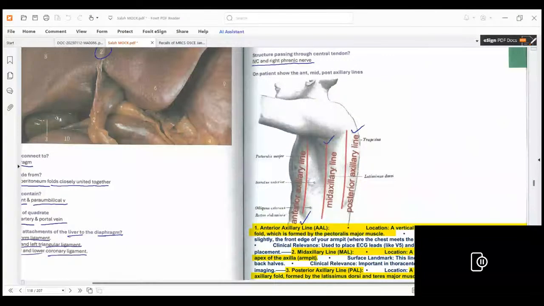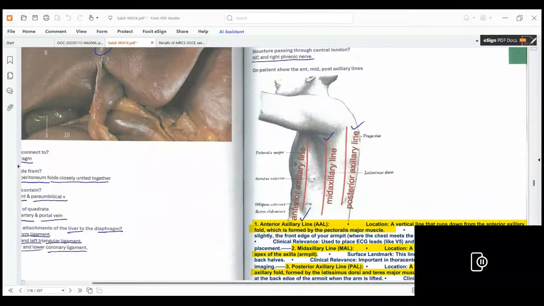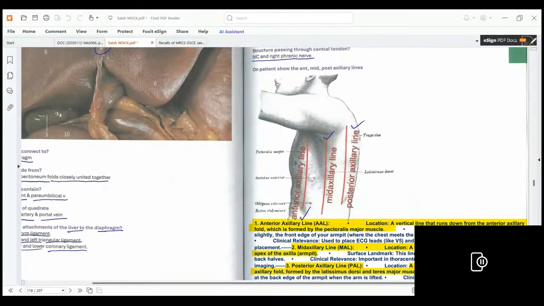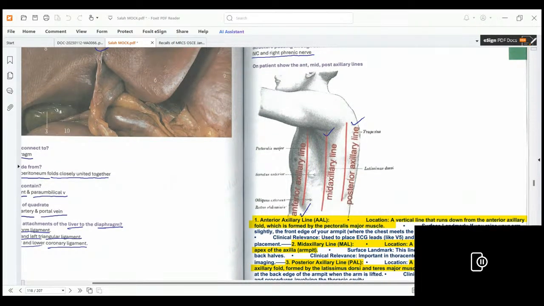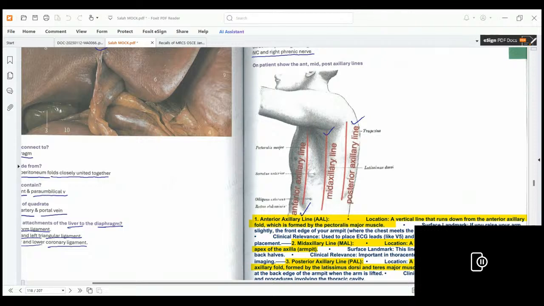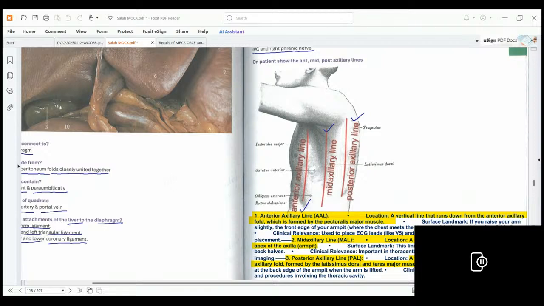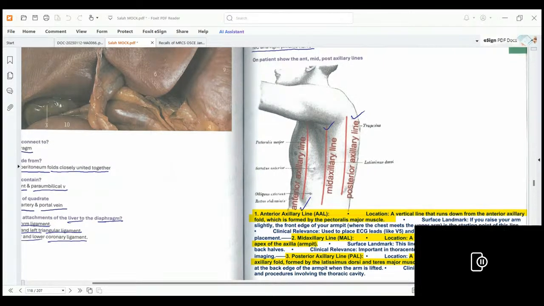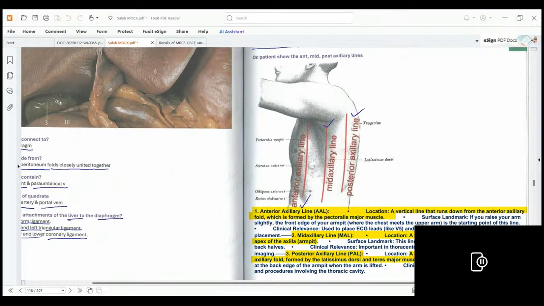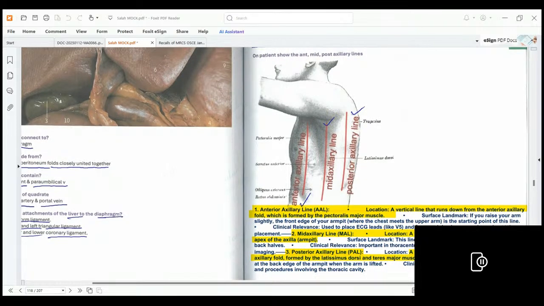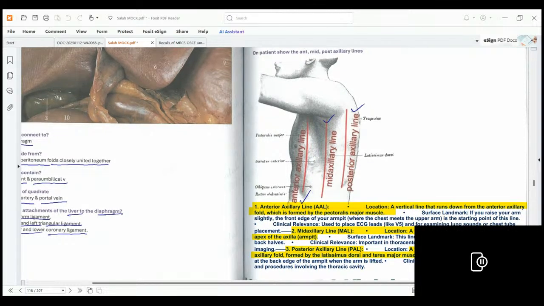Okay, so this is the anterior axillary line, mid axillary line, and posterior axillary line. Anterior axillary line is a vertical line which runs straight downwards from the anterior axillary fold, which is formed by the pectoralis major muscle. Mid axillary line is a vertical line drawn from the apex of the axilla, which goes vertically downwards. And posterior axillary line is a vertical line which goes vertically downwards, made by latissimus dorsi and teres major.